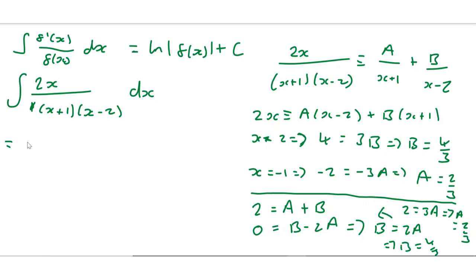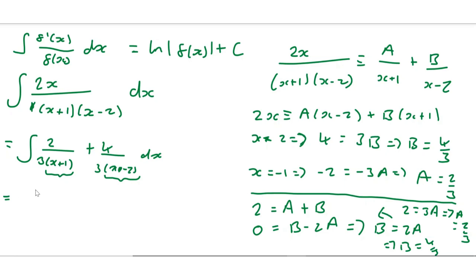So that means this integral is now the same as the integral of 2 over 3 times x plus 1 plus 4 over 3 times x minus 2, with respect to x. And if you can see, this function on the bottom, just this bit and this bit, differentiate to 1, and all we have in both of these are scalar multiples of 1.